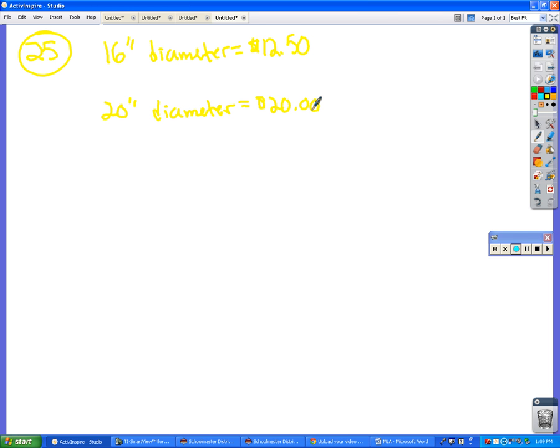What do we need to figure out about the pizzas in order to answer this problem? Yeah, we've got to figure out the area of the pizza, because when you're buying pizza, assuming all the ingredients and the sauce and all that is the same, you're paying for the area that you're getting. So what is the formula for the area of a pizza?